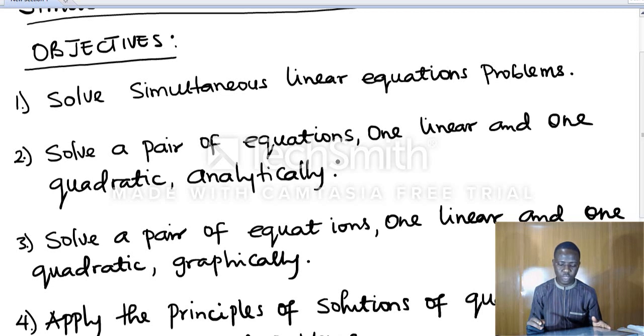Thank you for being part of the class. See you tomorrow for our next objective. We should solve a pair of equations where one is linear and one is quadratic graphically.